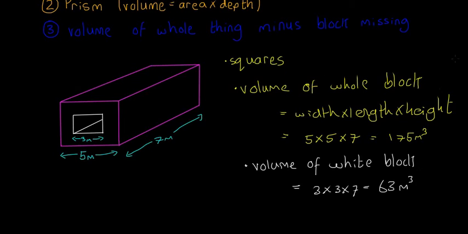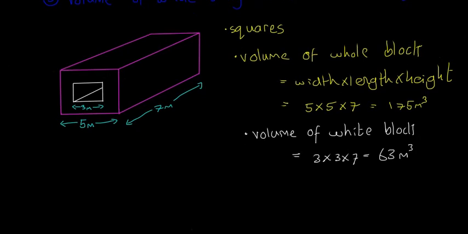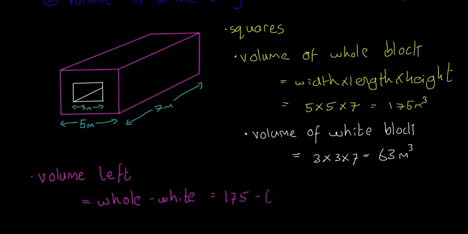And that means the volume that's left, so I'll go purple, and then I'm going to say the volume that's left after this white block is taken out is equal to whole minus white. So there's the whole block minus the little white block that was taken. That means it's 175 minus 63, and our final answer is going to be 112 meters cubed. So that's the amount of stuff that's left in this hollow block here. Alright, so I'm going to leave that there.